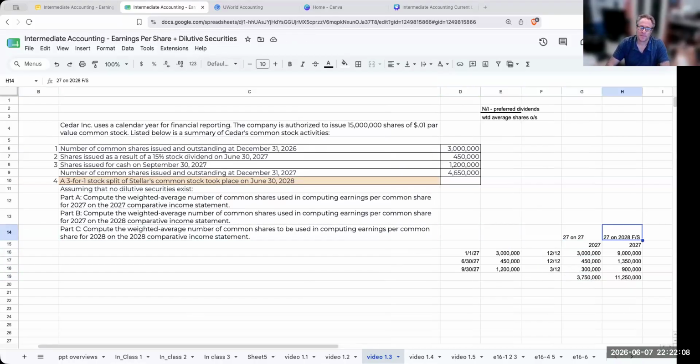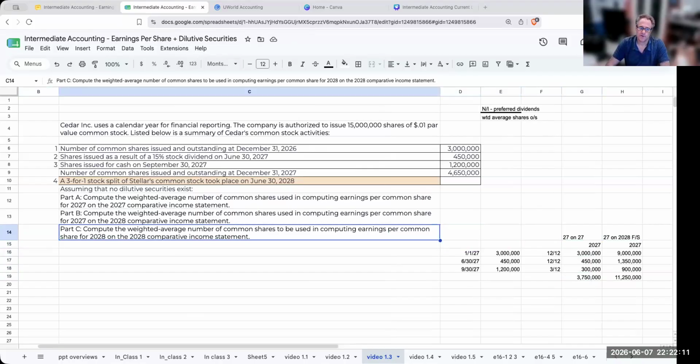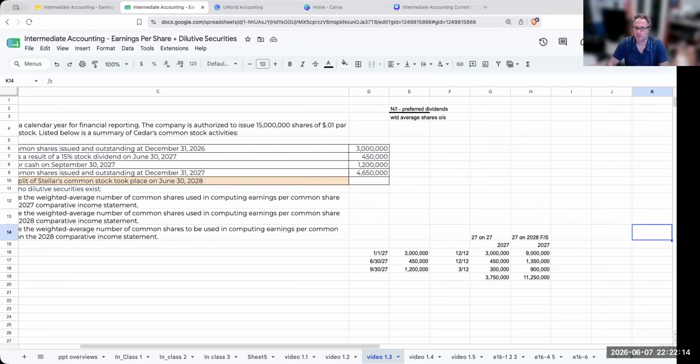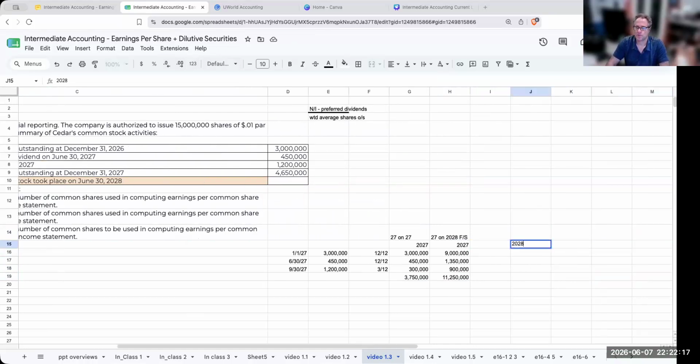Now, this is the fun one. Now compute the weighted average number of common shares for 2028 on the 2028 comparative statement. Well, if we're doing this for 2028, I think a better way to do this is to say on 1/1/28, you're going to have 3 million shares. You're still going to have 450,000 shares from that dividend. But now on 1/1/28, these are the pre-split numbers. So this is all 1/1/28. Now this 1.2 million is going to be outstanding for all 12 months.